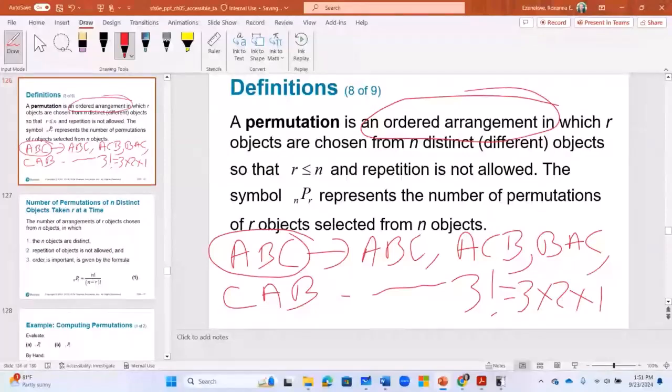I already stopped at ABC, ACB, BAC, because ABC is different from ACB because it's permutation. ACB is different from BAC because it's permutation. BAC is different from CAB. It's not the same as in combination. I hope I cleared this, because this question is going to be about 3 or 4 on the test. If you don't understand the difference between combination and permutation, it is really going to screw them up.